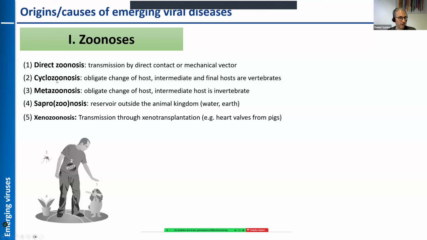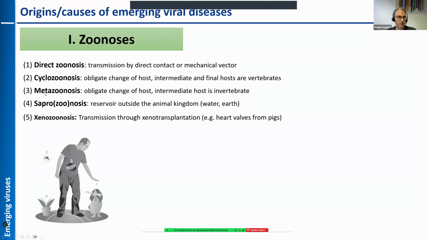Then parasites actually also frequently need a change of host. So some parasites have an intermediate host where certain stages of their replication cycle or propagation cycle occur, and a final host where the rest of the replication cycle occurs. We don't usually have this for viruses, so this term cyclozoonosis usually refers to multicellular parasites such as helminths. So that's also illustrated here with this number 2.